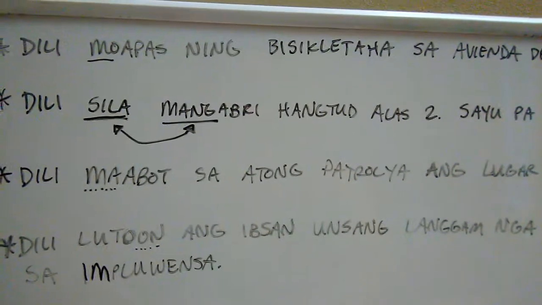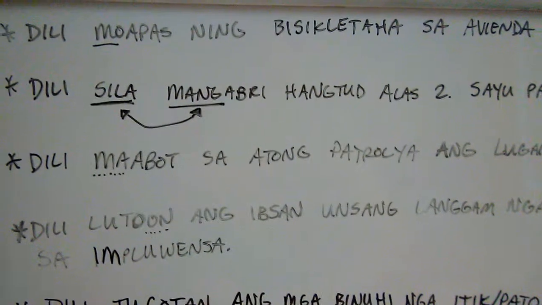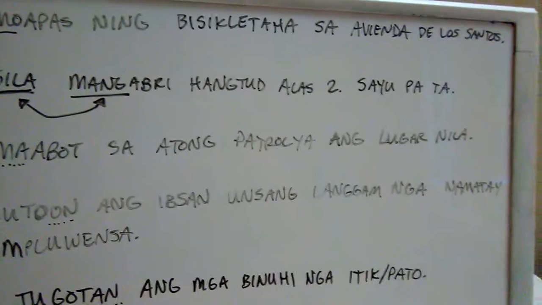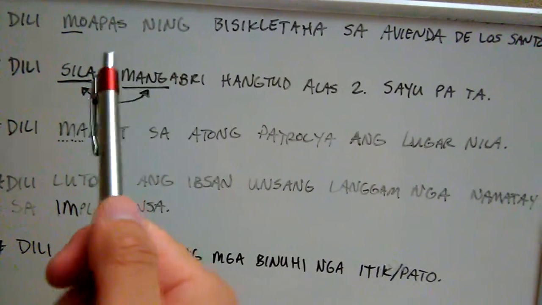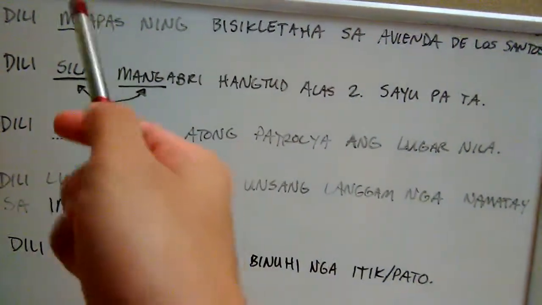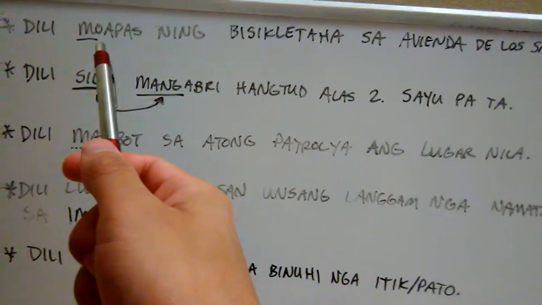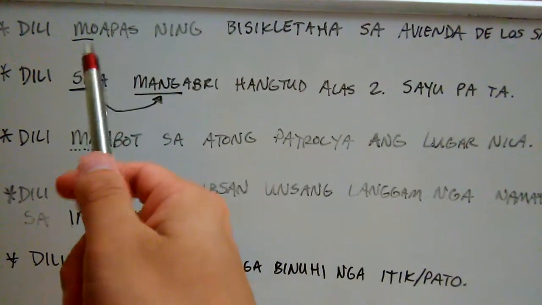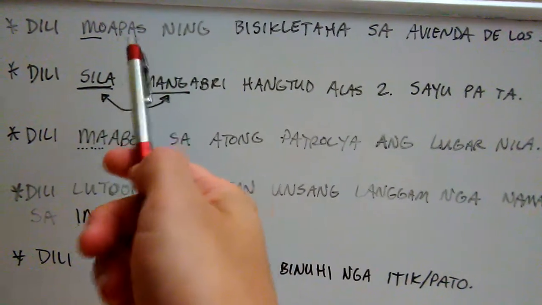This first sentence we have, right, and then you won't see dili with completed action ones, and I'll tell you that at the end. So this first sentence we have dili mo apas ning bisikletaha sa Hacienda de los Santos. Okay? So we have dili mo apas. That's correct because dili and mo, right? Mo, which is an actor focus in the incepting or incomplete aspect, is that conjugation for apas, the verb apas.